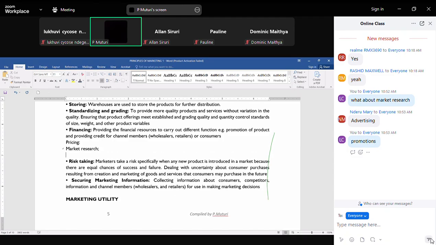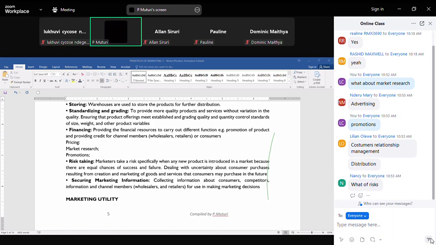We also had promotion. Is it in the chat? Yeah, I see promotion. Now, in that is where you have advertising. I see somebody has put Deru. Yeah, market research, advertising. So advertising comes together with promotion, it is a part of promotion.